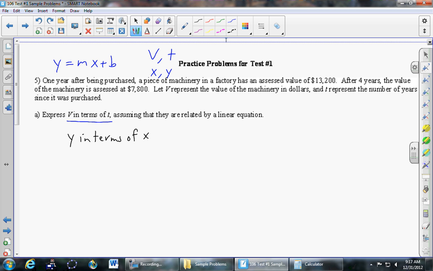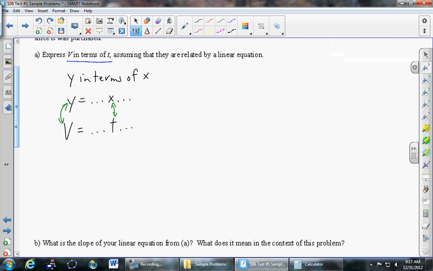Y in terms of x. That is the normal order that x and y are written. And what that means is that y is equal to something with x's in it. And so in this problem, it says V in terms of T. So we want V to equal something with T's in it. What that also means then is that the V in our problem is like the y, and the T in our problem is like the x. So instead of our normal x comma y points, our points are going to be of the form T comma V.